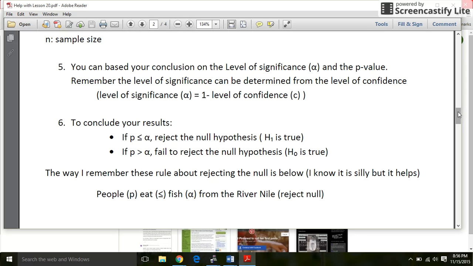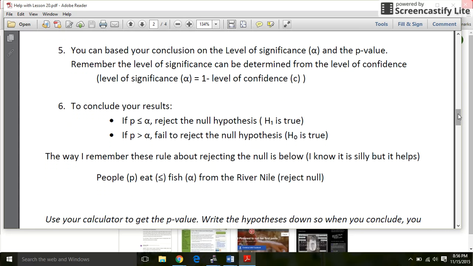The way I remember this, and I even do this, and I have a master's in this stuff, is people eat fish from the River Nile. People's the P. Eating fish is like the little Pac-Man symbol with the little equal sign under it. Fish is the level of significance, the alpha. And the River Nile comes from reject the null. That's the way I remember it.